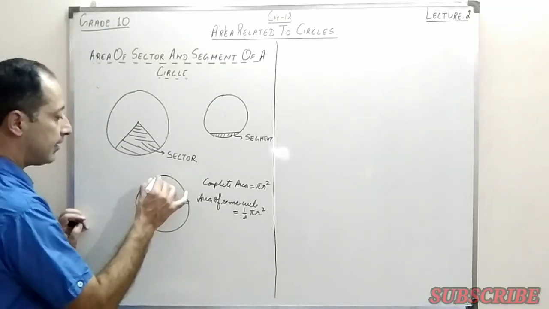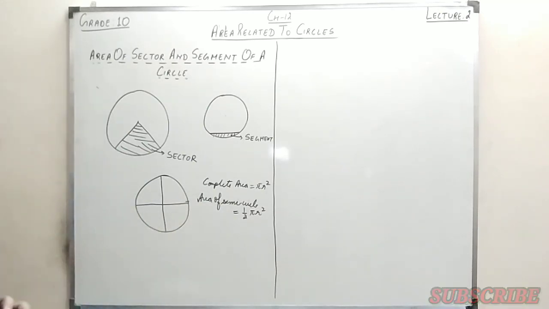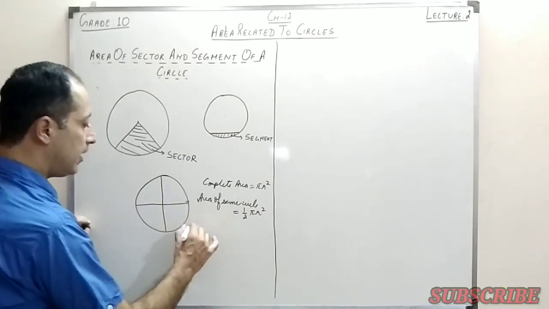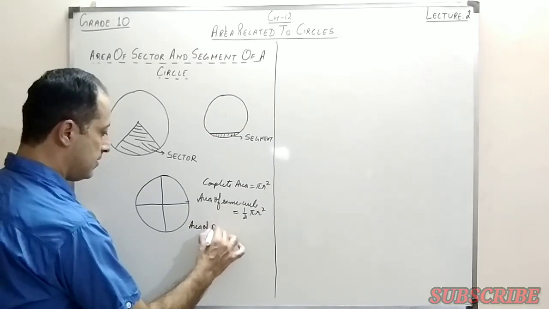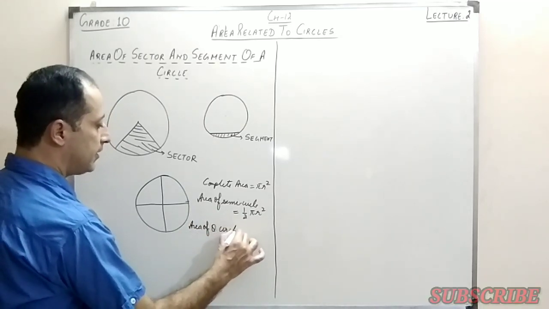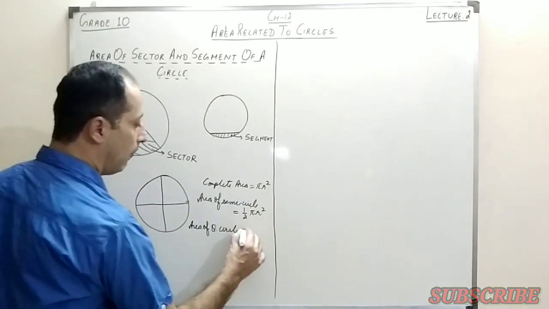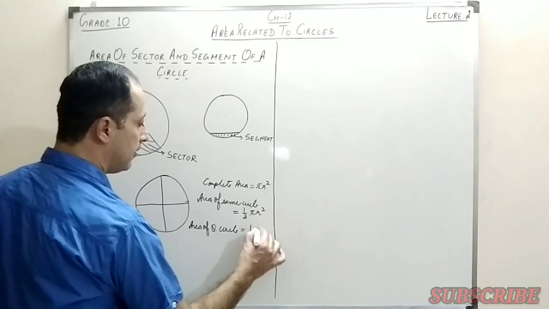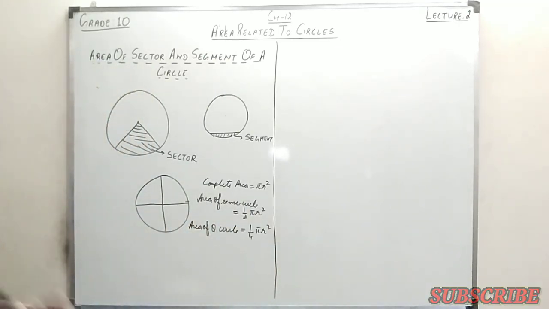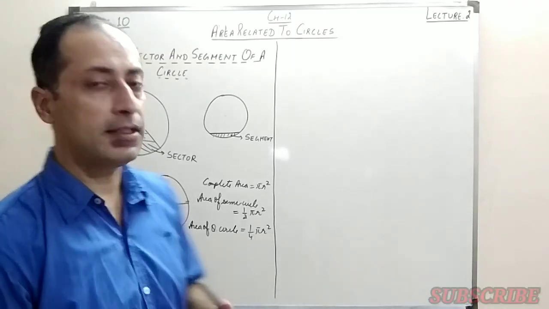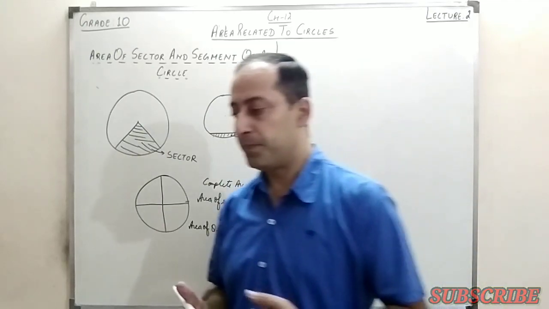Again, I divide the circle in 4 parts now. So this basically becomes a quarter circle. So the area of the quarter circle, obviously this is 1/4 of the circle, so I write it as 1 by 4 pi r square. Now if you see carefully, here I know that I am dividing the circle in 4 equal parts, right?